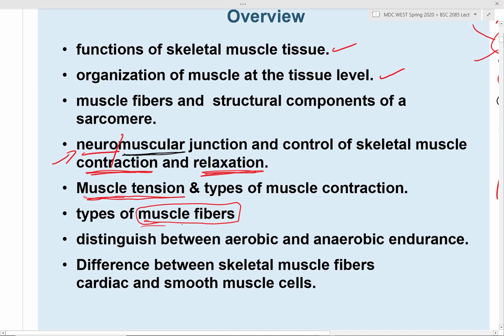The next one is to distinguish between aerobic and anaerobic endurance. What is endurance? Do you endure yourself often? Do you train yourself often? Do you actually perform aerobic and anaerobic exercise? Yes, I just did. I just ran, I don't know, 12 flights of stairs to come here to the second floor. I endured myself for today.